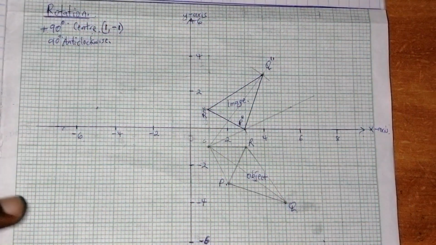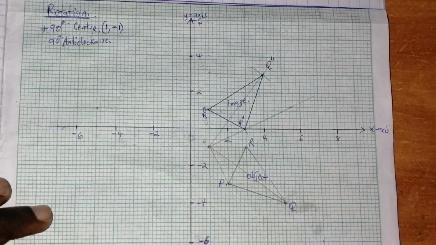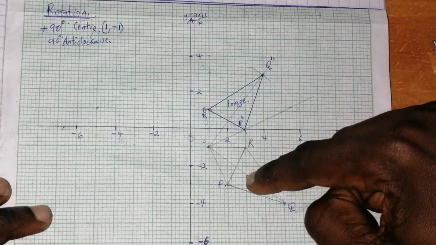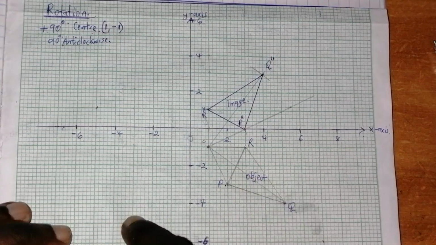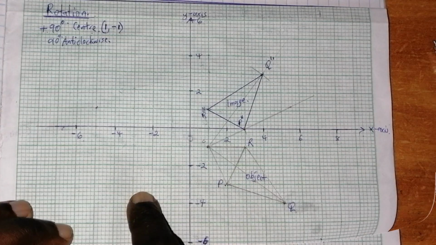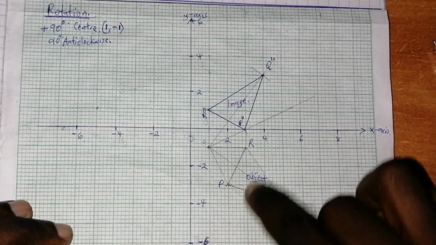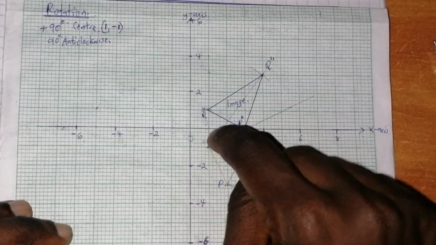Now, what if the question is changed to be negative 90 degrees? It therefore means you have to rotate this on this other side. So negative 90 degrees, you simply carry out the rotation while moving to this other side. Positive 90 degrees, we have just done that. Center of rotation is this.